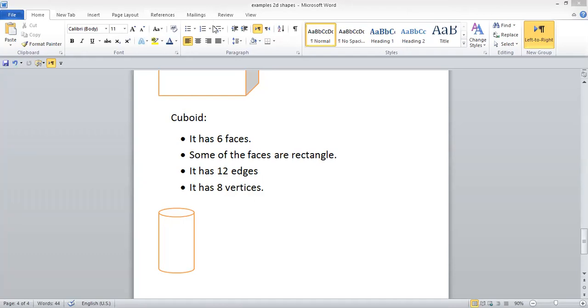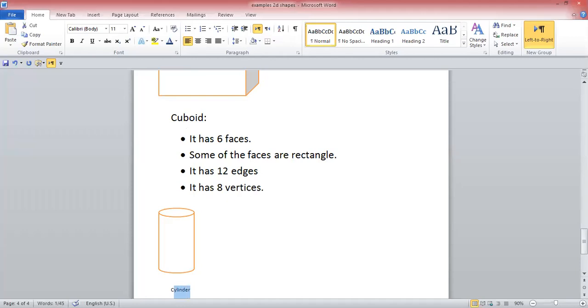So we will wrap it up. The time is finished. We have to write about the cylinder also in the notebook, and we will start that tomorrow. If you want, you can write the heading of the cylinder, and we will start writing about its faces tomorrow. How many faces, how many edges, and how many vertices are there, we will write tomorrow.